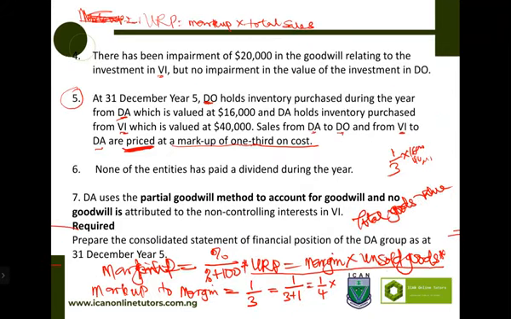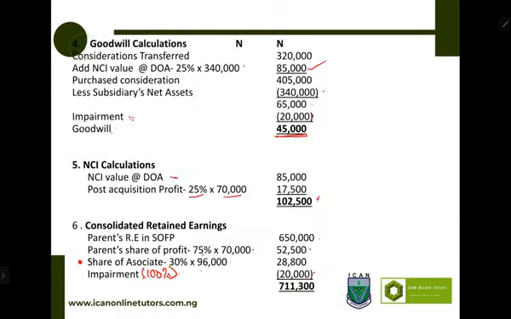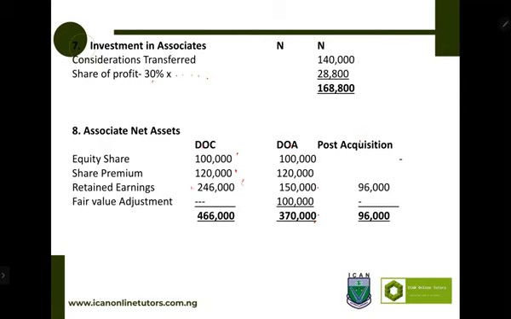But there has been impairment, yes, that one is clear. As at year 5, DO owns inventory purchased during the year. So there is a retained earnings adjustment for DO. You can see it, retained earning adjustment for the DO. DO is the associate. We adjusted the retained earning. So this is what you are using as the closing balance. You have 246, retained earning as at DOC 246. That's what you adjusted for.